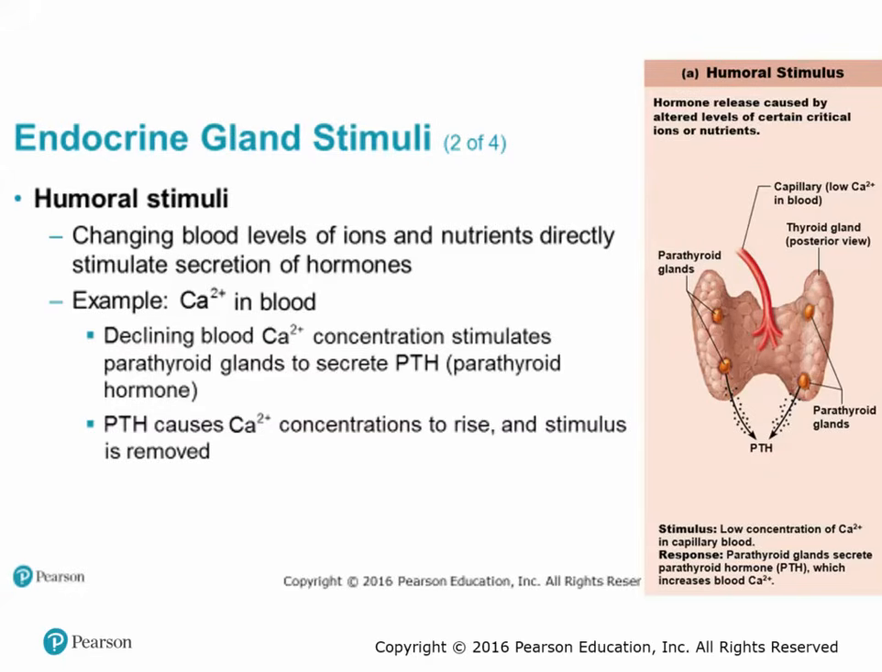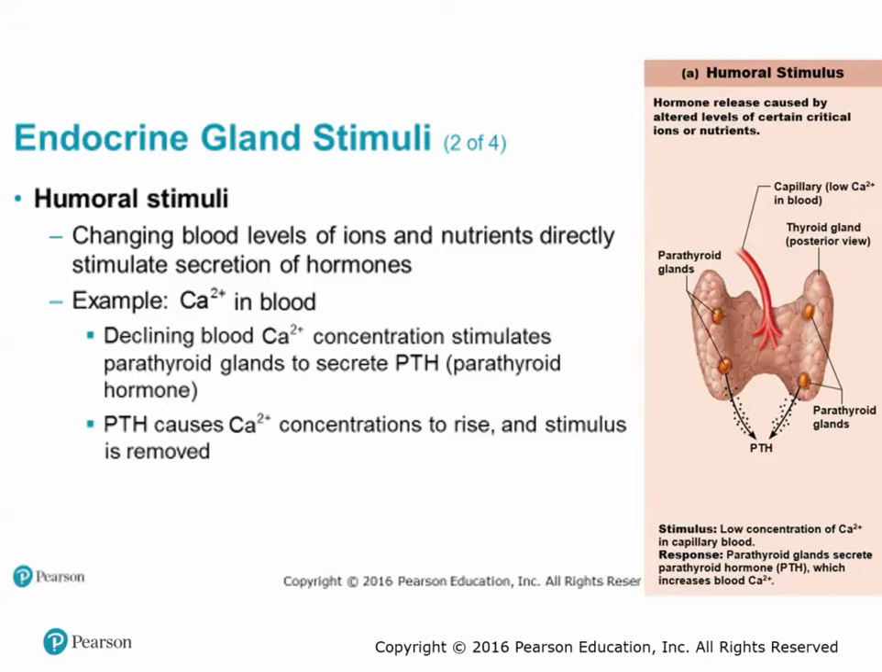So looking at humoral stimuli first, this would be any changes in the blood levels of ions or nutrients that can stimulate the secretion of certain hormones. One example is calcium level in the blood. Calcium is important for lots of bodily functions, so we want to make sure our calcium stays within those homeostatic ranges. If we have a decline in blood calcium concentration, that's going to stimulate the parathyroid glands to secrete a hormone called parathyroid hormone, PTH.